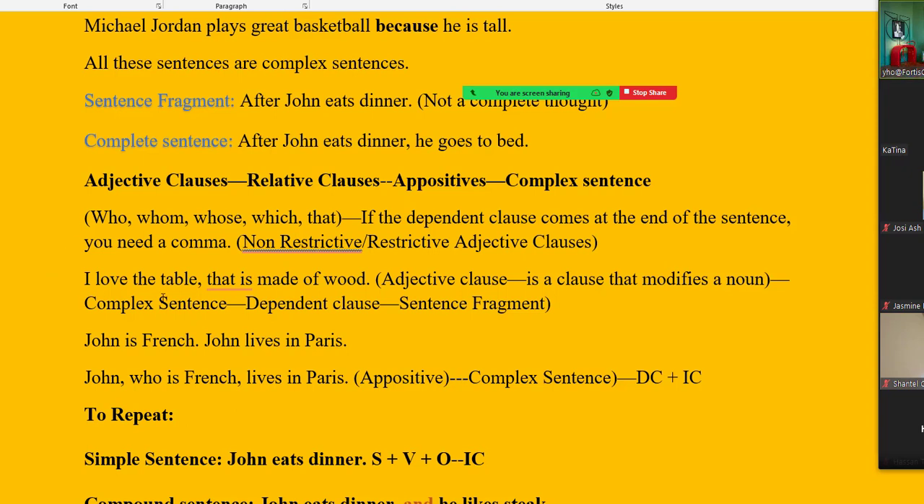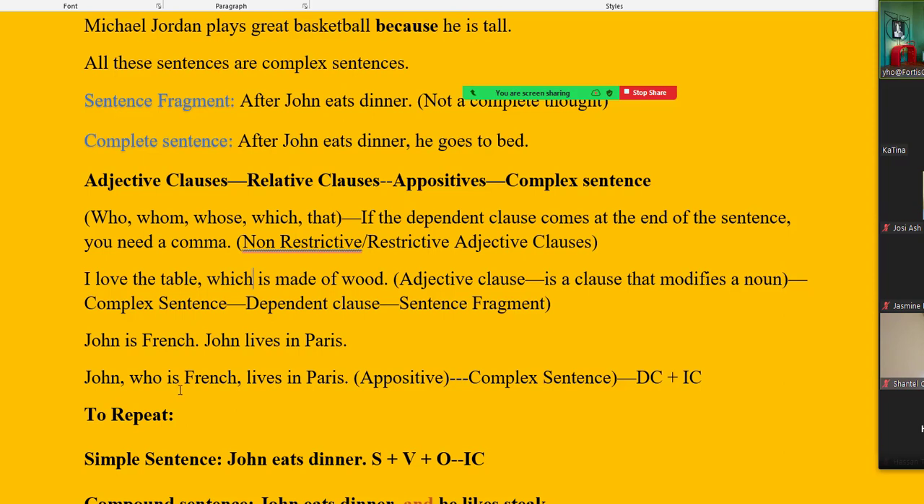I love the table, which is made of wood. So which is made of wood is at the end of the sentence. So when which, who, whose, whom, that is at the end of the sentence, you have 1 comma. Now when who, which, that is at the beginning of the sentence, you have 2 commas.